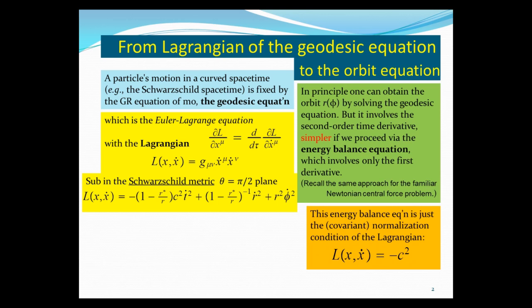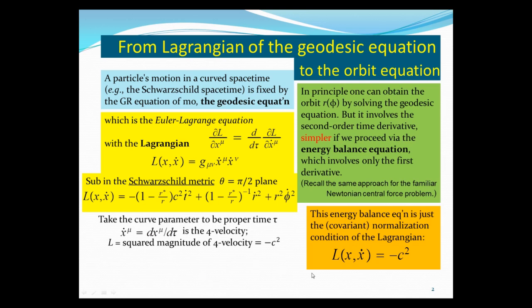Turns out this energy balance equation in GR is just a covariant normalization condition for the Lagrangian. So the Lagrangian is equal to minus c squared. Now, to understand this, remember, if we take the curve parameter to be the proper time, then ẋ simply is the four-velocity. And so this is the square of the magnitude of the four-velocity, which we learn in special relativity is minus c squared.